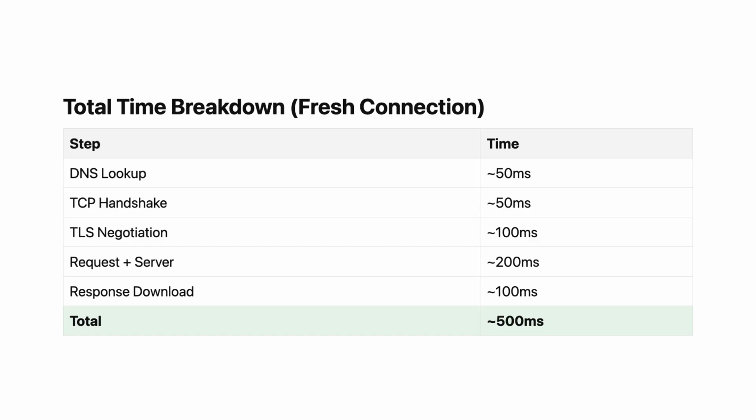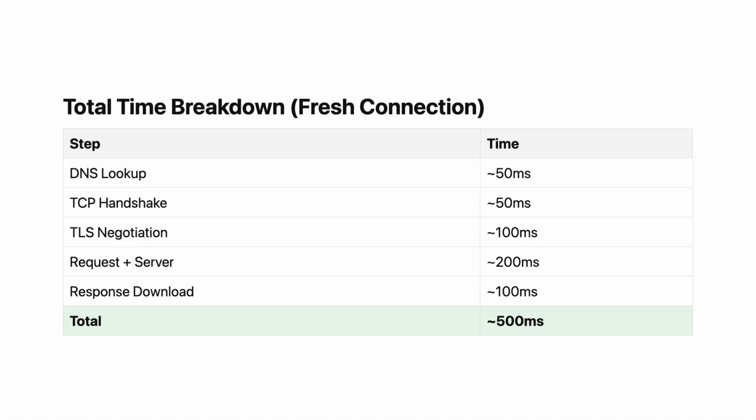For a fresh API call with no cached connections, here is what a typical timeline looks like. DNS lookup, 50 milliseconds. TCP handshake, 50 milliseconds. TLS negotiation, 100 milliseconds. Sending the request, 10 milliseconds. Server processing, 200 milliseconds. That is roughly 500 milliseconds. Half a second. Fantastic. And that is the optimistic case on a decent mobile connection. On a congested network or with a distant server, any of those numbers can double or triple.